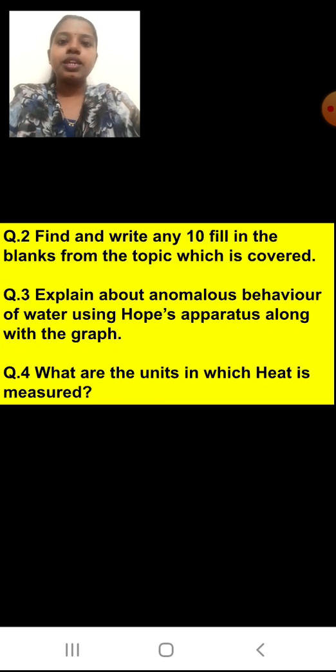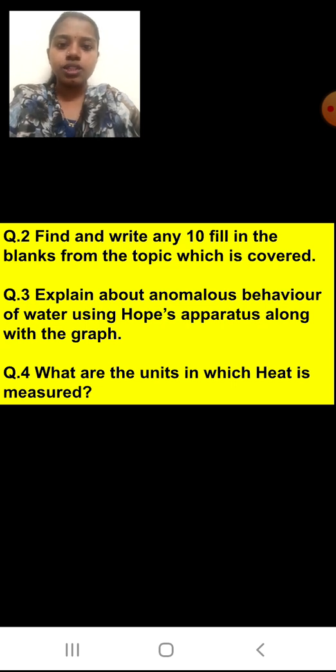Okay, then question number 2 is find and write any 10 fill in the blanks from the topic which is covered. Now the whole lesson Heat is not complete, so till where I have taught you the chapter, you are going to find fill in the blanks from that topic. Third question, explain the anomalous behavior of water using Hope's apparatus along with the graph. You will explain the whole Hope's apparatus, how it is constructed, how it is working, and the nature of the graph. Okay, it's a brief answer.